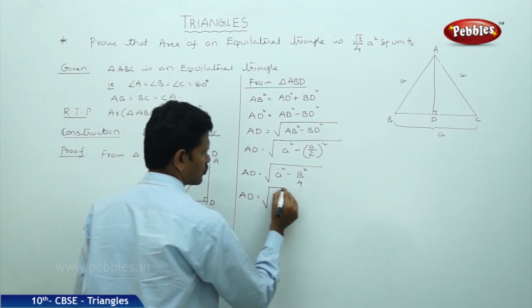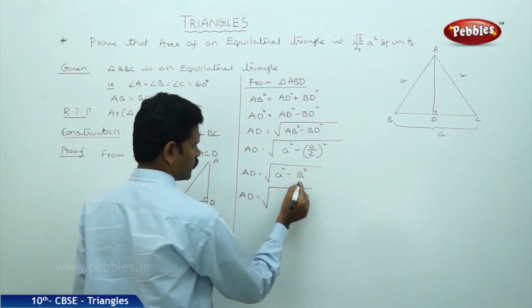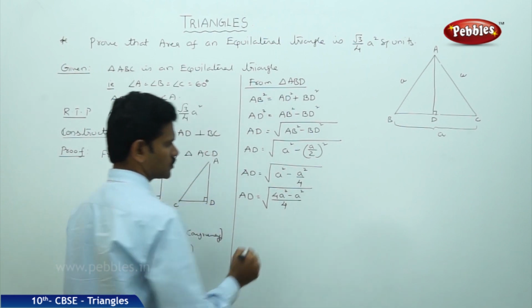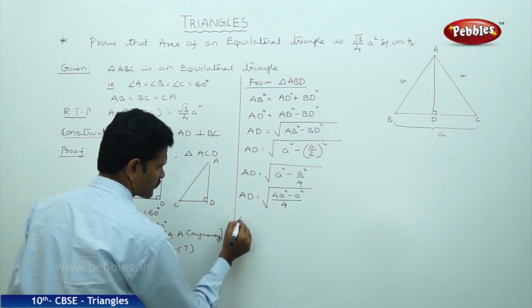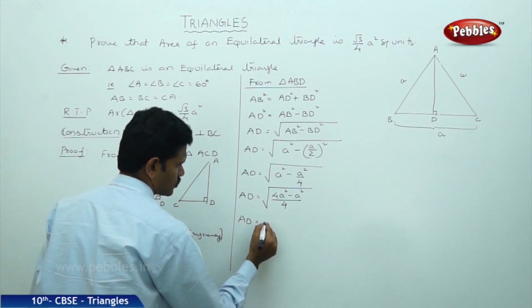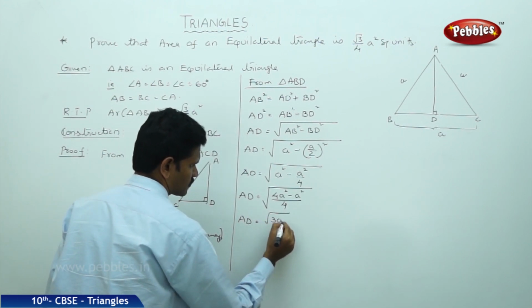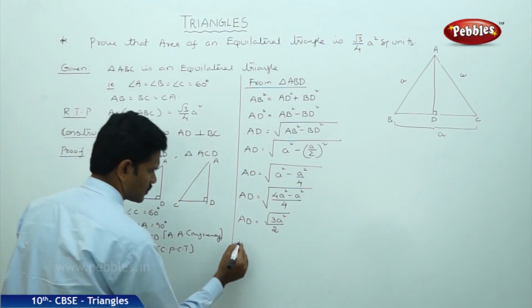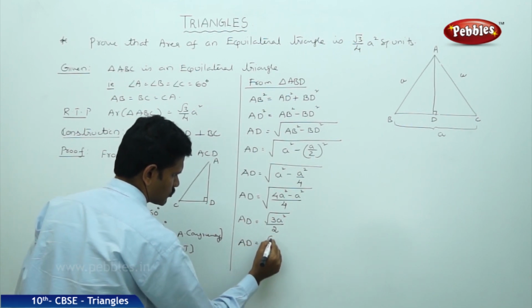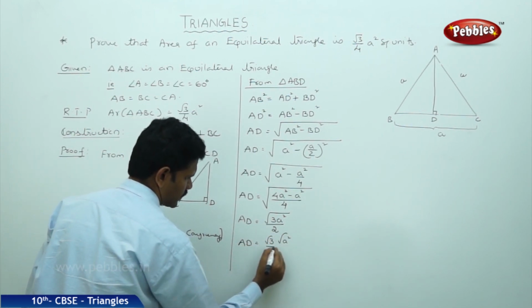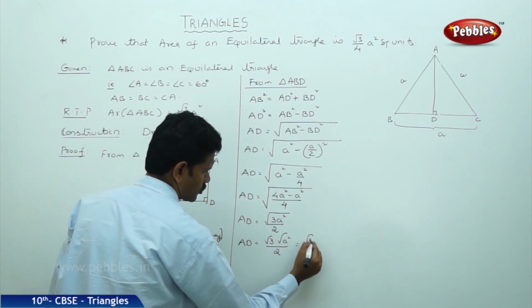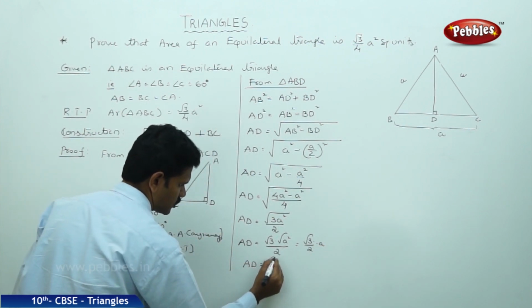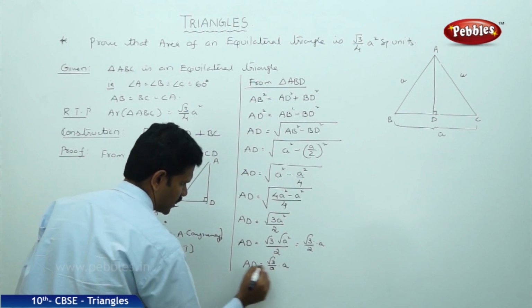AD is equal to root over 4A square minus A square by 4. That is, AD is equal to root over 3A square by 2, since root 4 is nothing but 2. AD is equal to root 3 into root A square by 2, which is equal to root 3 by 2 into A. Therefore, AD is equal to root 3 by 2 into A.